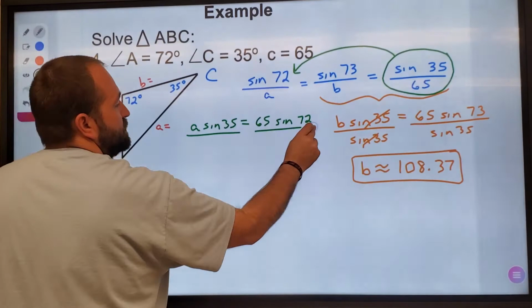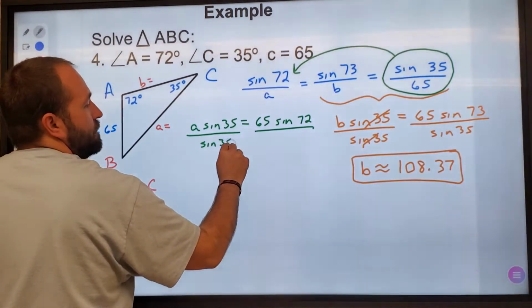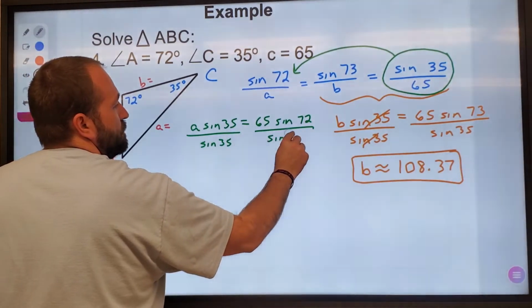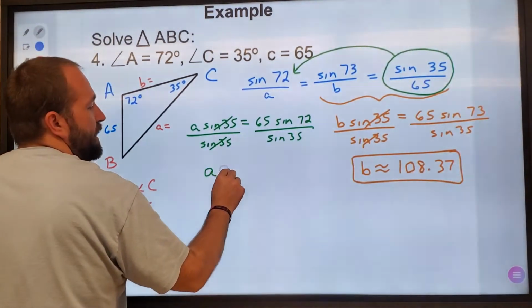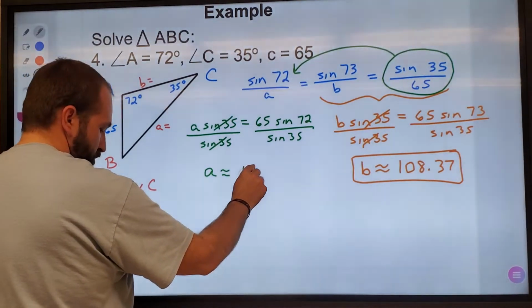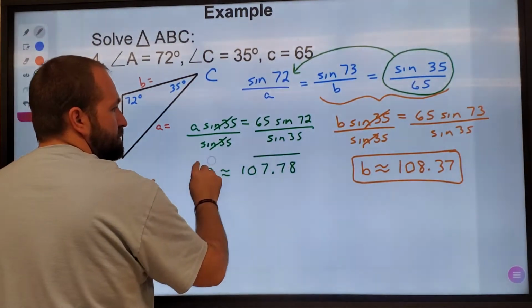I'm going to divide both sides by this sine of 35. That's going to give me my value of A, which is approximately 107.78.